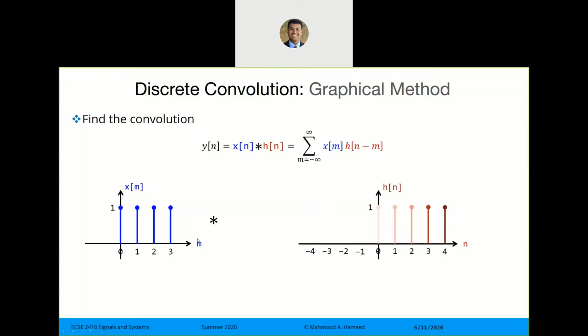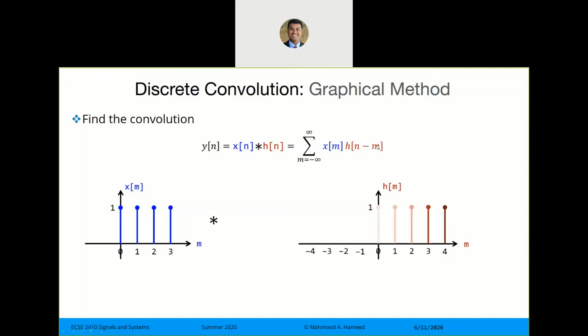So if you change n to m here, n to m here, you get the same sequence. So x of m remains as is. How about h of n minus m? So right now I have n. First I need to go to m, h of m. I have done that. I went from h of n to h of m.